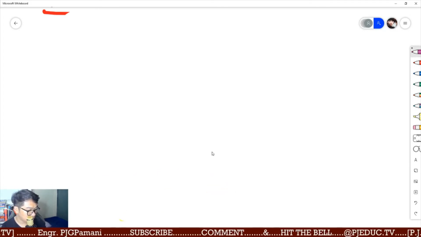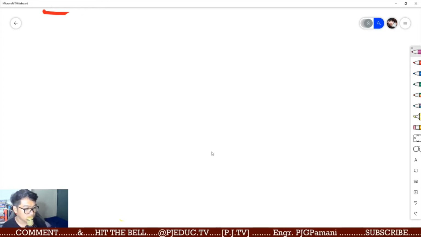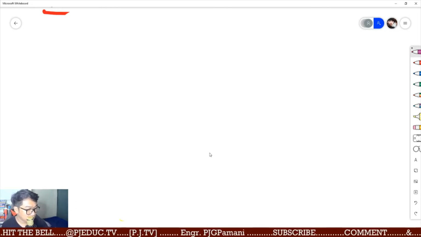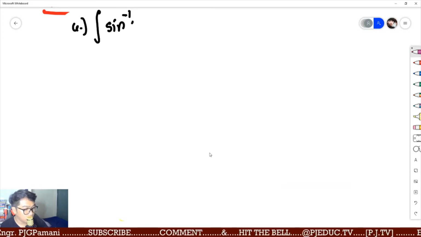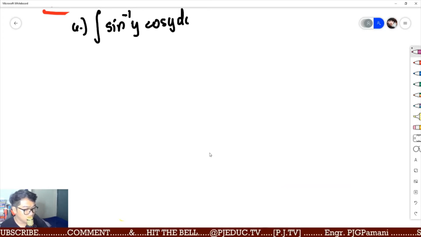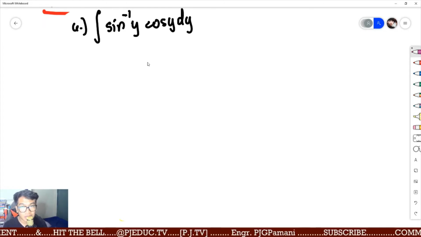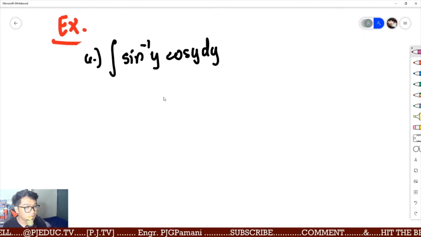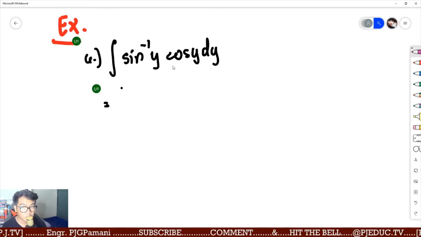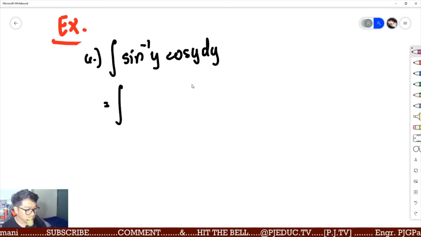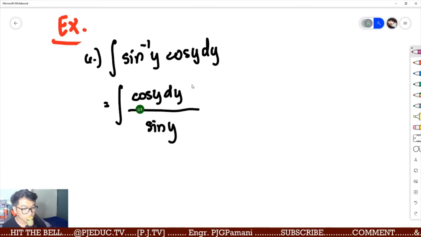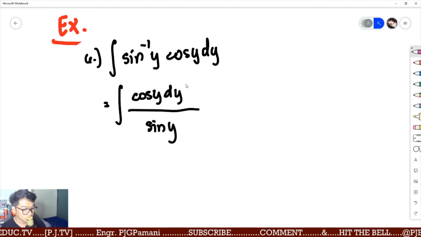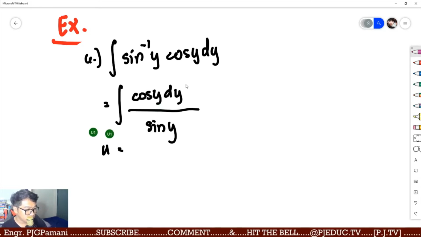What if we're going to involve trigonometric identities? Lagyan natin ng konting trigo. Let's just say you're asked to evaluate the indefinite integral of sine negative 1 y cosine y dy, given that sine has an exponent of negative 1. So meaning it is possible that we could express this problem as cosine y dy over sine y. Okay? Such now, our u is sine y.